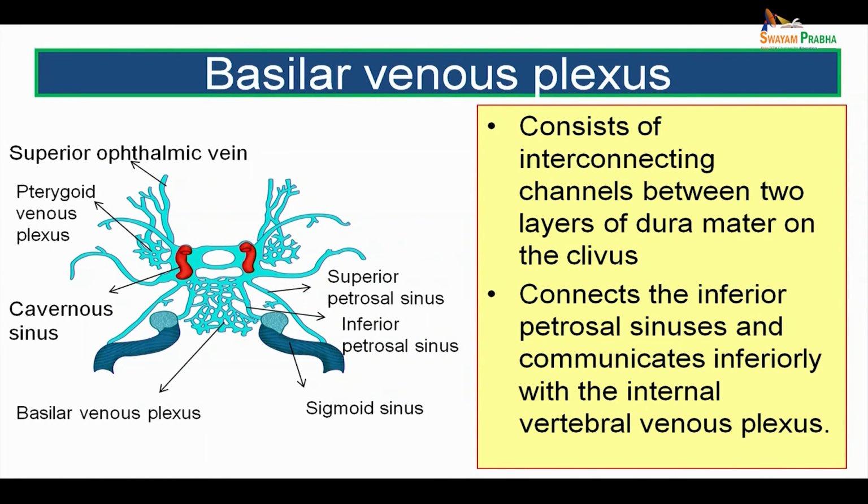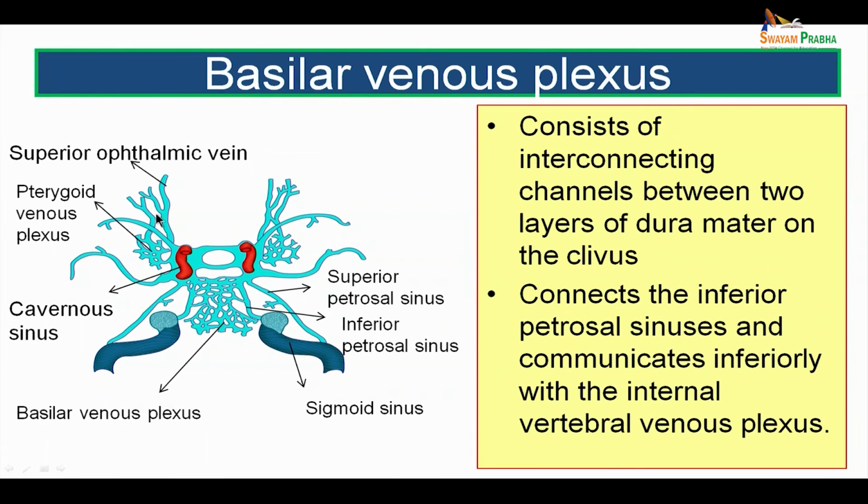The basilar venous plexus. This consists of interconnecting channels between the two layers of dura mater on the clivus. It connects the inferior petrosal sinuses and communicates inferiorly with the internal vertebral venous plexus.